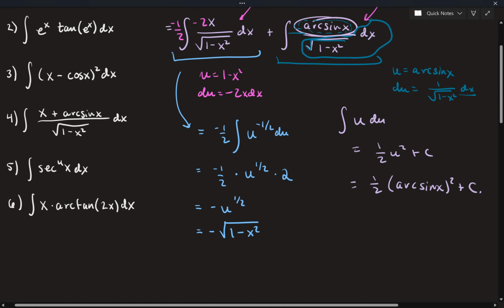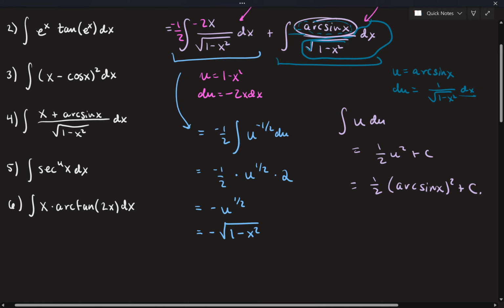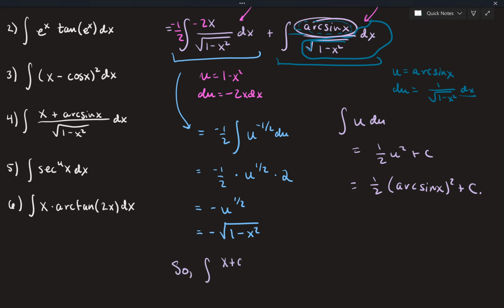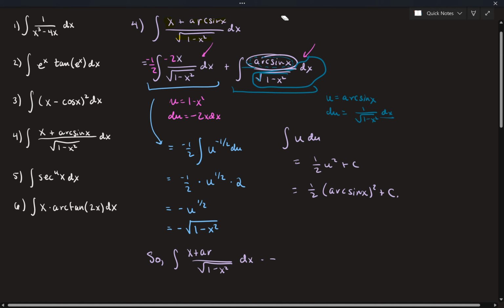And so what do I have to do? I just have to add these. So the original integral, x plus arcsine x over root 1 minus x squared, is negative square root 1 minus x squared plus 1/2 arcsine x squared plus c. And that's it. Two more.